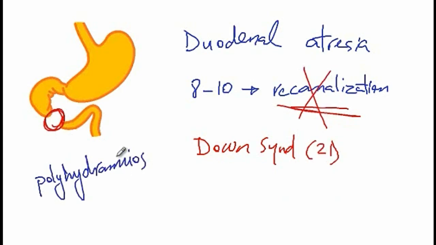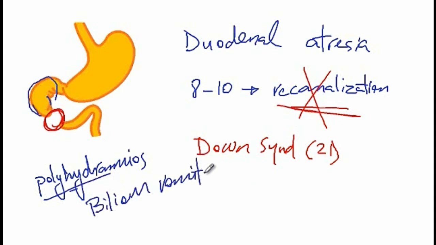Since they cannot swallow the amniotic fluid during pregnancy, there would be too much amniotic fluid, which is also referred to as polyhydramnios. Now you know that the biliary duct also goes to the duodenum, and since these patients have the first part of the duodenum still there, they would develop bilious vomiting soon after birth.